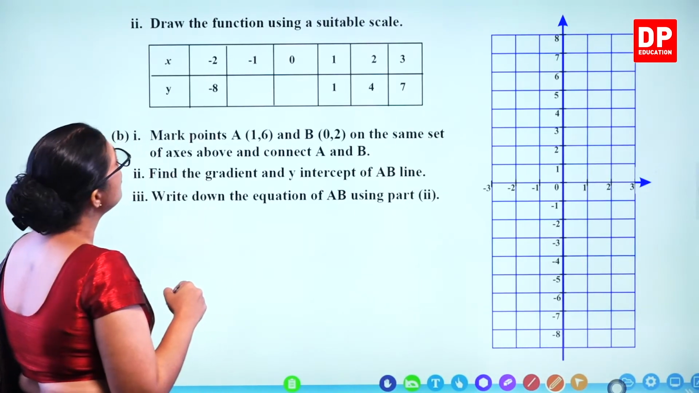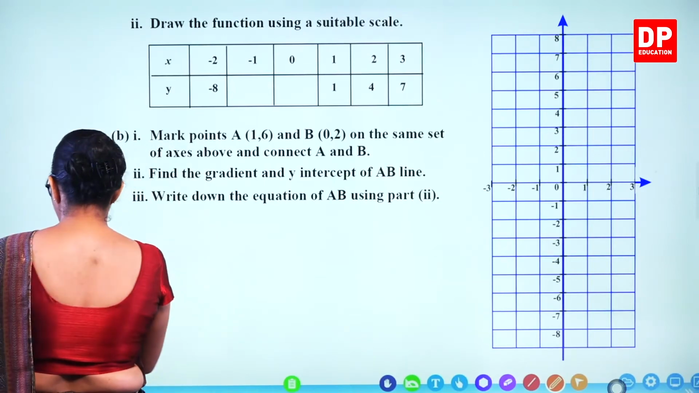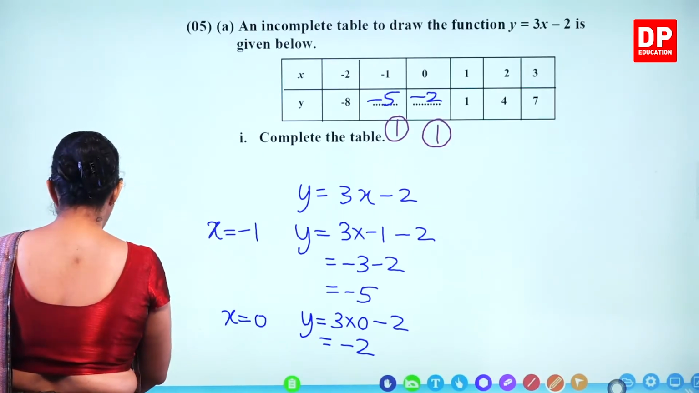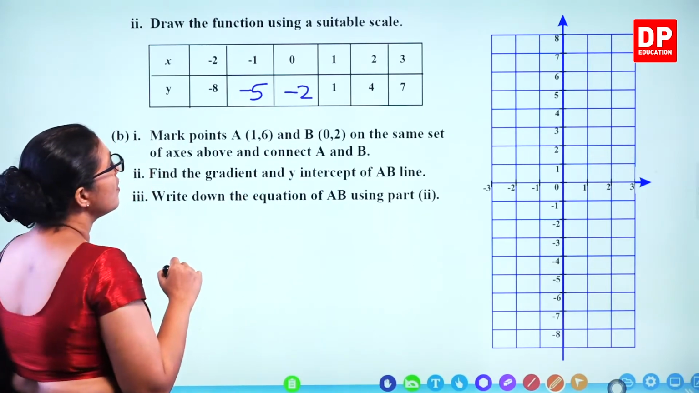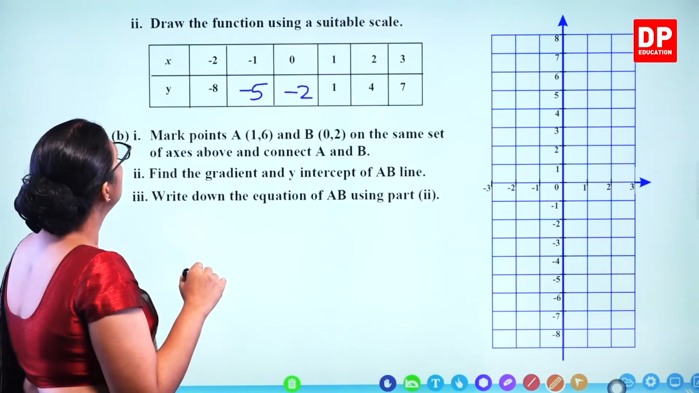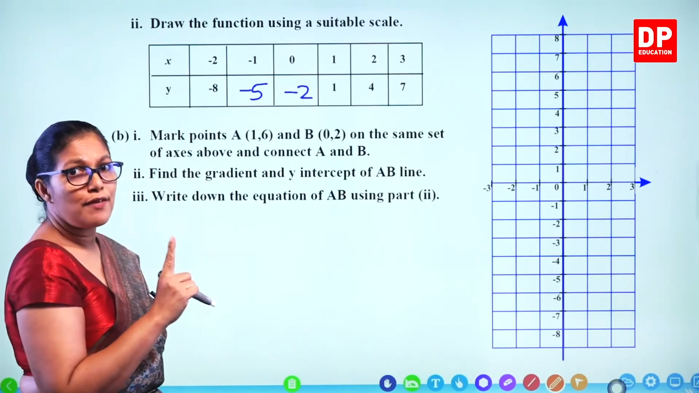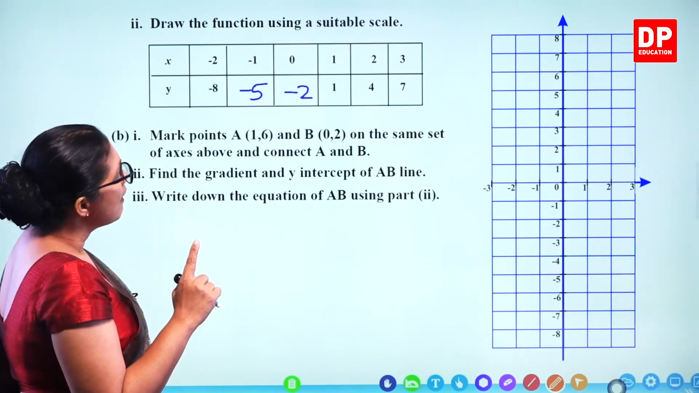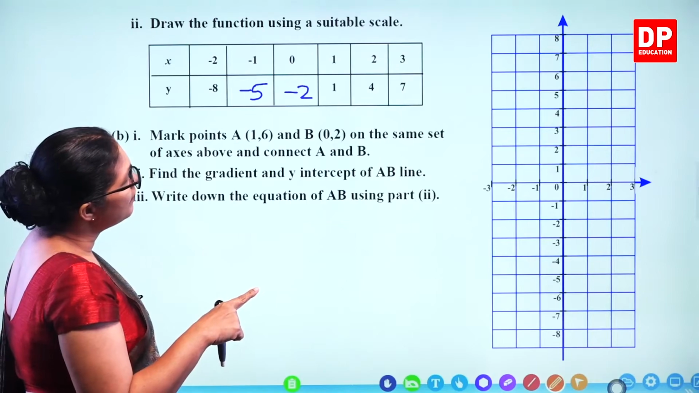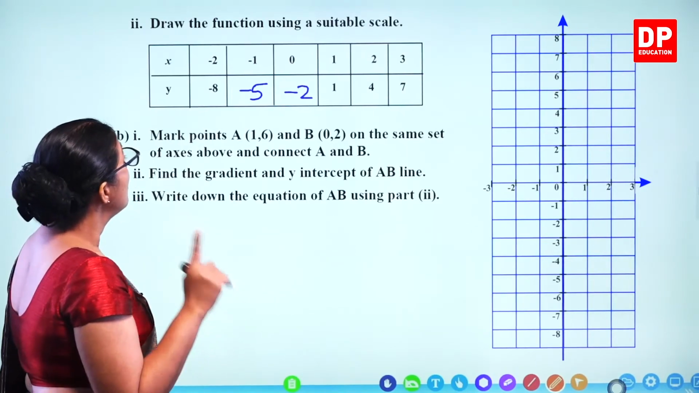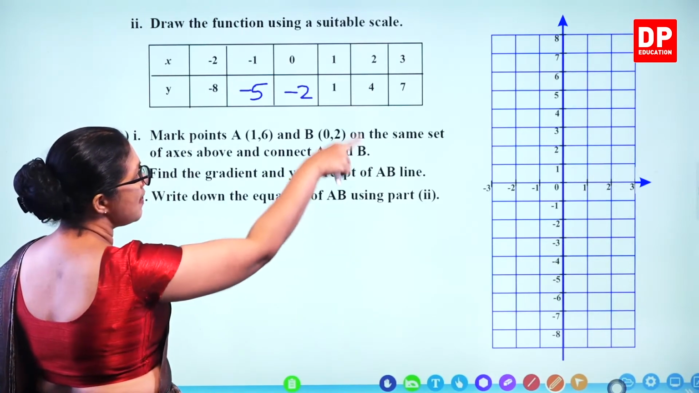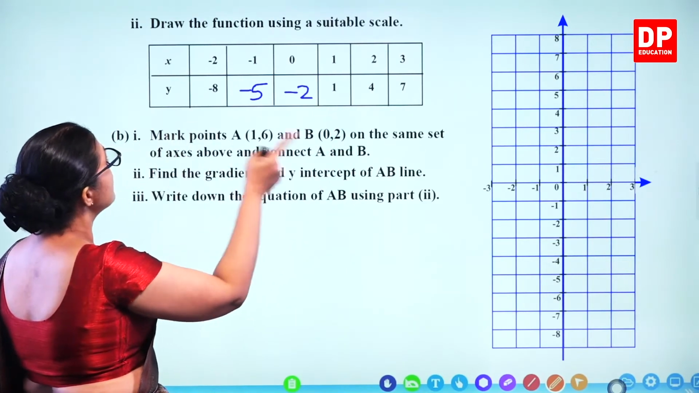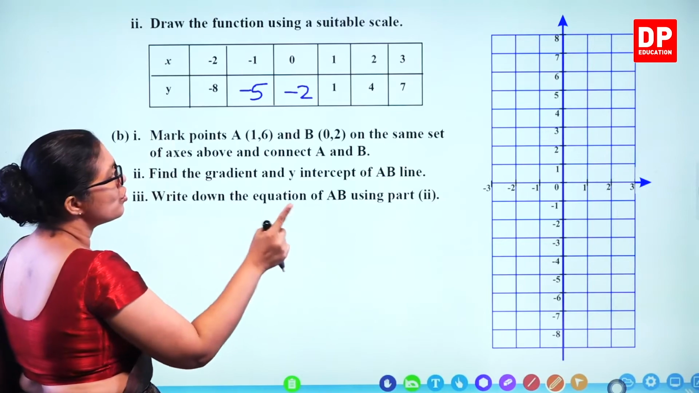Draw the function using a suitable scale. So what are the values we got? Minus 5 and minus 2. Now we'll draw the line. Before that we have to mark the points. So the scale is drawn already. You have to make sure that minus 8 should be there and 7 up, and x-axis minus 2 to 3.